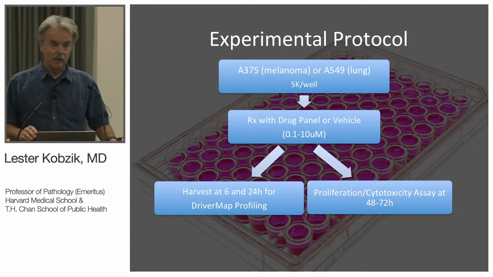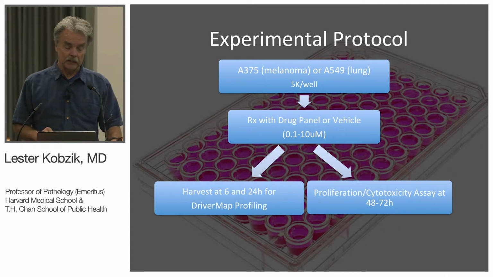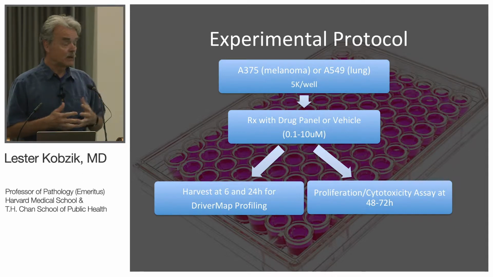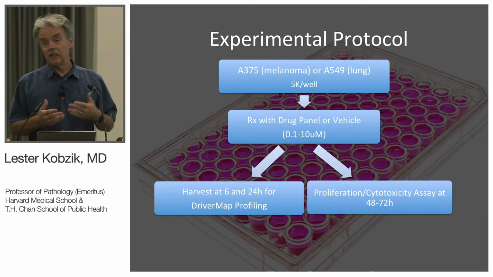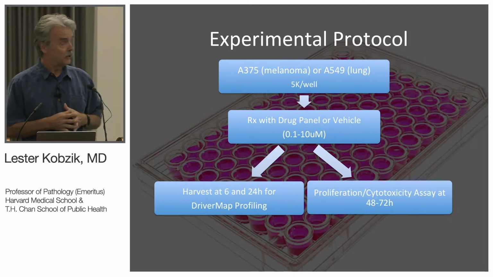All right, so here's the experimental protocol I used for these studies. We took a number of cancer cell lines. For example, A375 is a standard melanoma cell line. A549 is derived from a lung adenocarcinoma. They were plated at a relatively low number per well, 5,000.